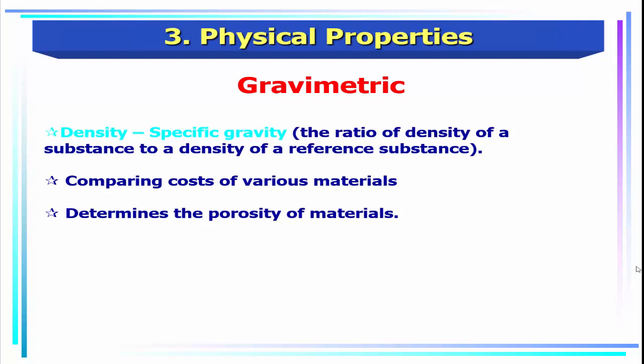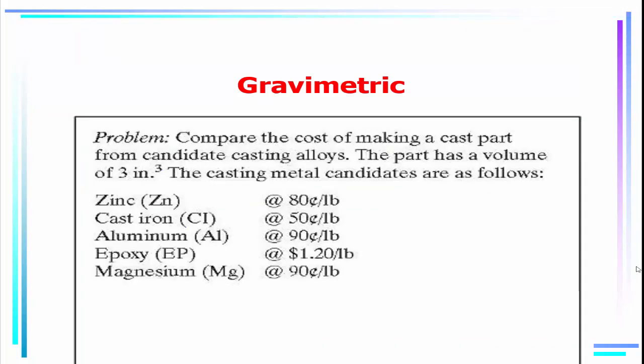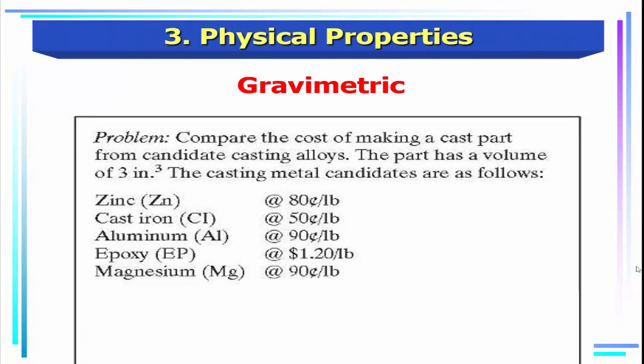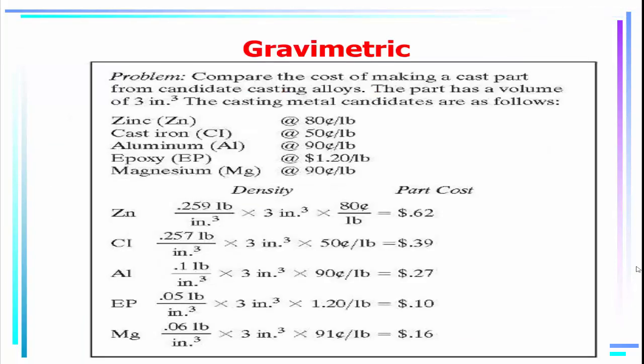of a substance to the density of a reference substance. So it's all about comparing costs of various materials and determining the porosity of materials. This is a problem of gravimetric. You can look at it, and here is the solution.